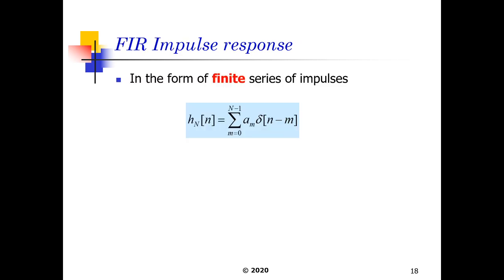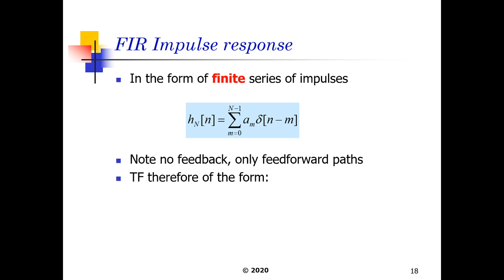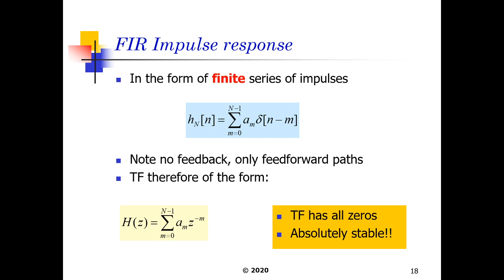The equation for the finite series of impulses here is given in this blue block here. And the two things we need to note is that there's no feedback, as you can see. It is only feed-forward parts. And the transfer function is in this form here, in the yellow block. If we do some analysis on this transfer function, we can see that basically this transfer function is going to have all zeros, and once it has all zeros, the transfer function shows that it's going to be absolutely stable. So there's no chance for a finite impulse response filter, or FIR filter, to be unstable. It's always going to be stable.